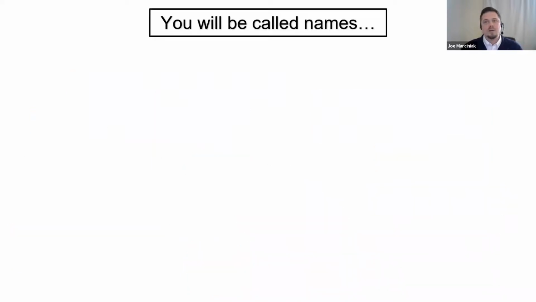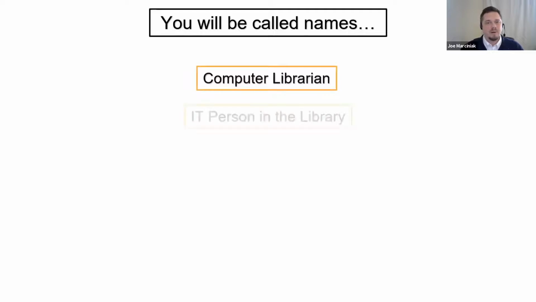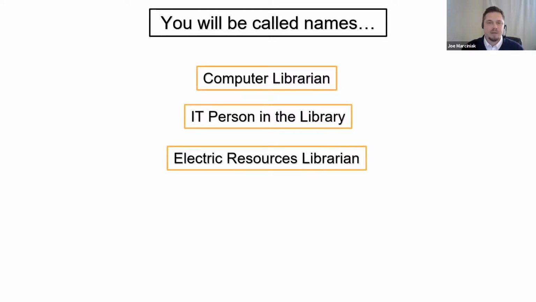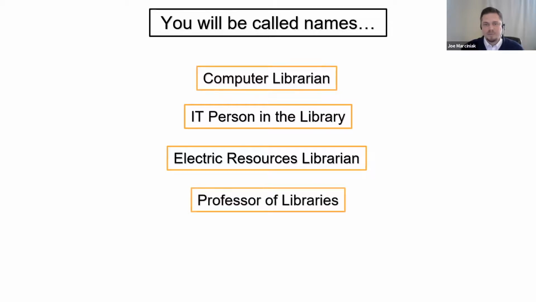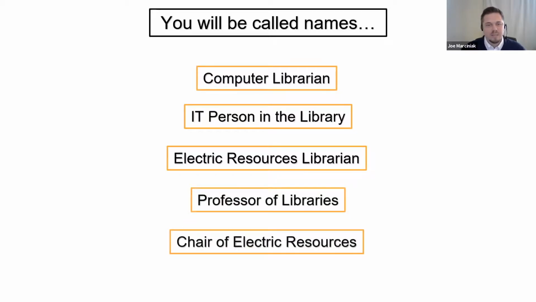So you're going to be called a lot of names: computer librarian, IT person in the library, electric resources librarian, which is one of my favorites, professor of libraries, which is very nice, and chair of electric resources, and I think many more to come. A lot of times people aren't really sure what you do in the library, and so you will get a lot of strange requests and you'll be called a lot of different things.